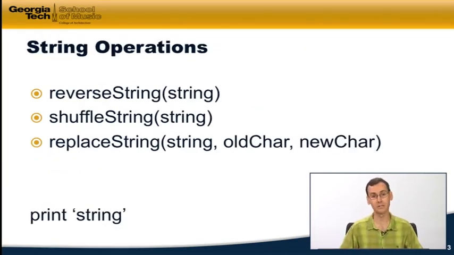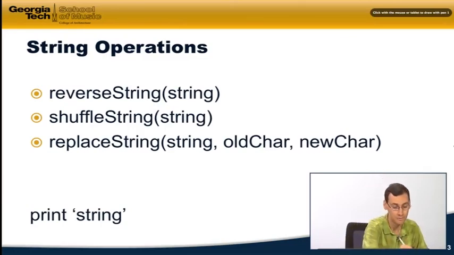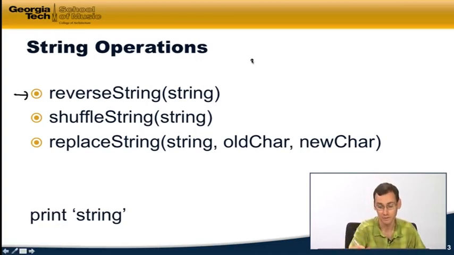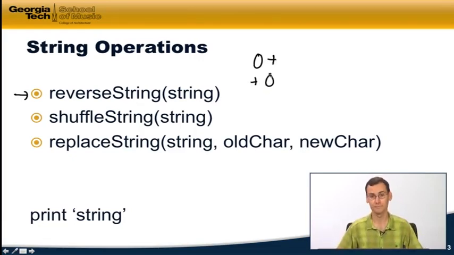Now let's start with these string operations. I want to look at three of these in particular that let us do some basic things to strings to transform the rhythms that we've created into new rhythms. The first one is reverse string. So if I pass a string into reverse string, it'll just spit it out to me backwards. So if my input were 0 plus, my output would be plus 0.